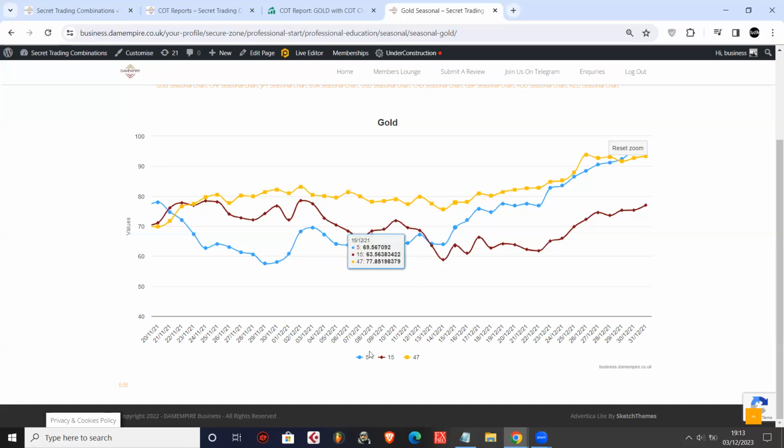So what you're seeing right here is the 5, 15, and 47 years average price movement. In the past 47 years, the yellow is how prices moved during this period, right? So what we're doing here is looking at all three to see if they are aligned. And when they are aligned, we take that trade.